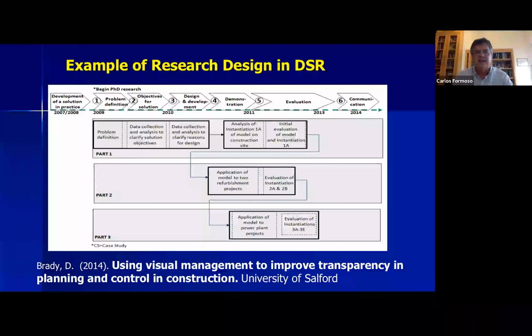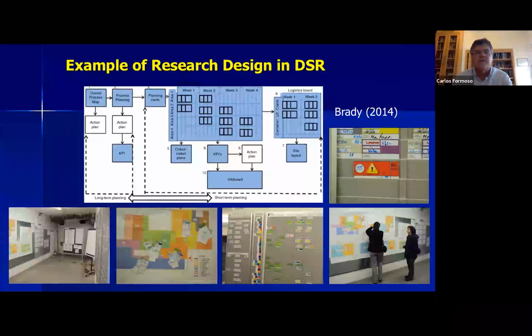And those underlying ideas became prescriptions, right? So if somebody wants to develop a planning system using visual management, this is a very interesting piece of work, right? This figure in the middle is the model that she proposed based on the underlying ideas of the planning system of that company, right? And there's a picture of visual devices that have been used in some of their projects, right?